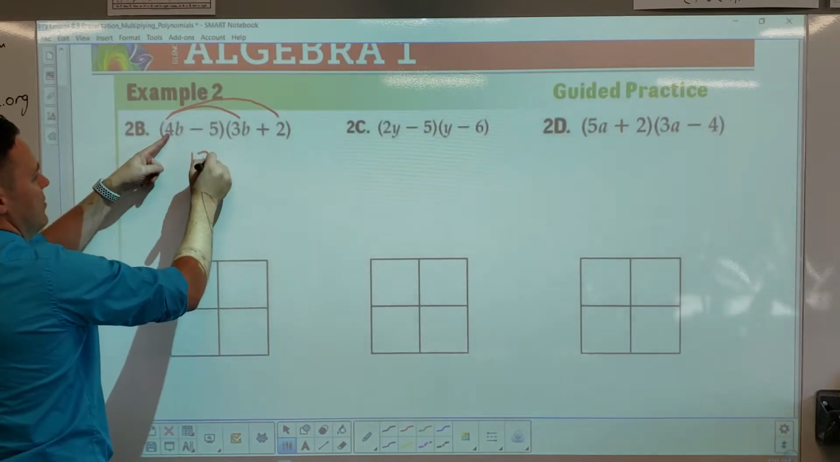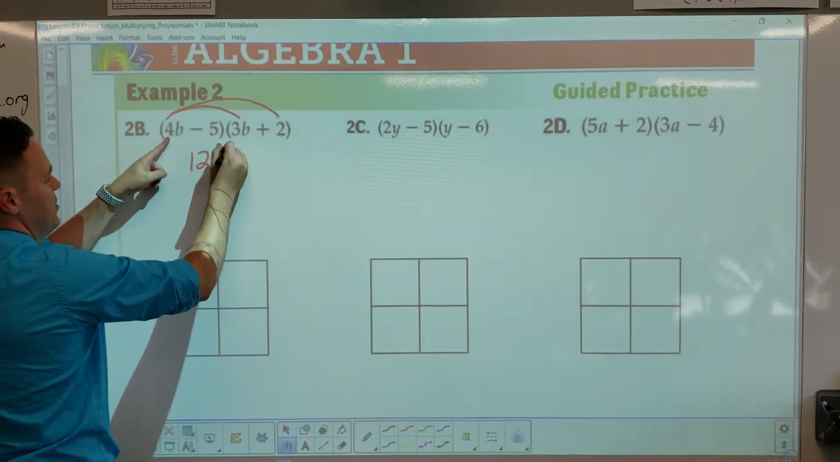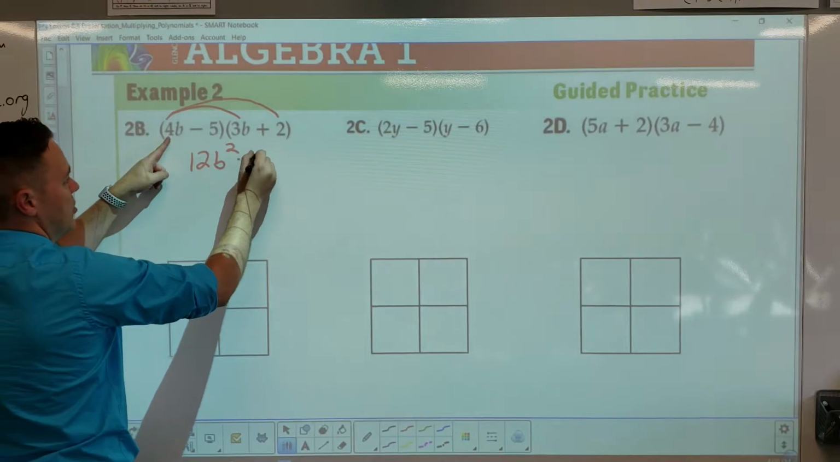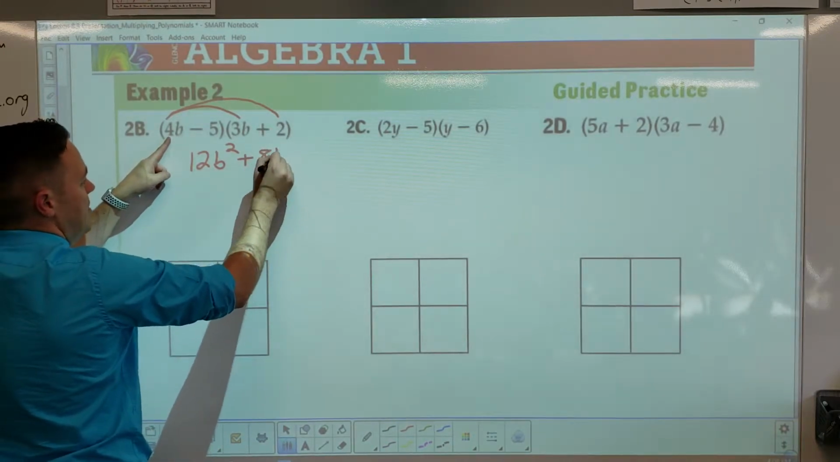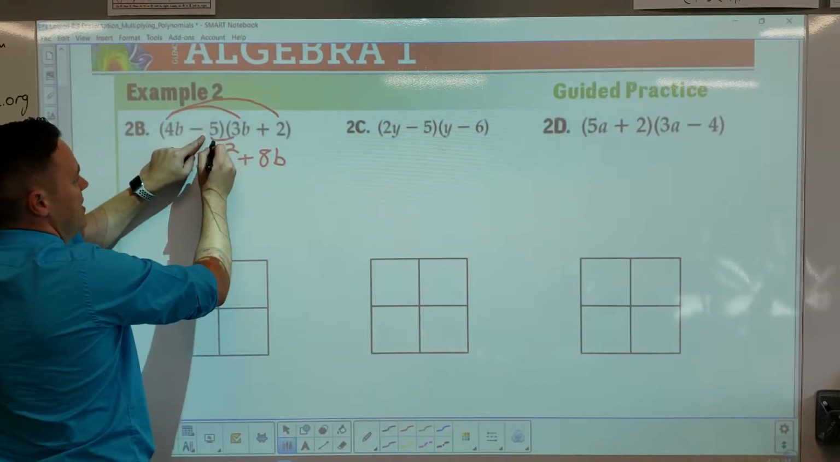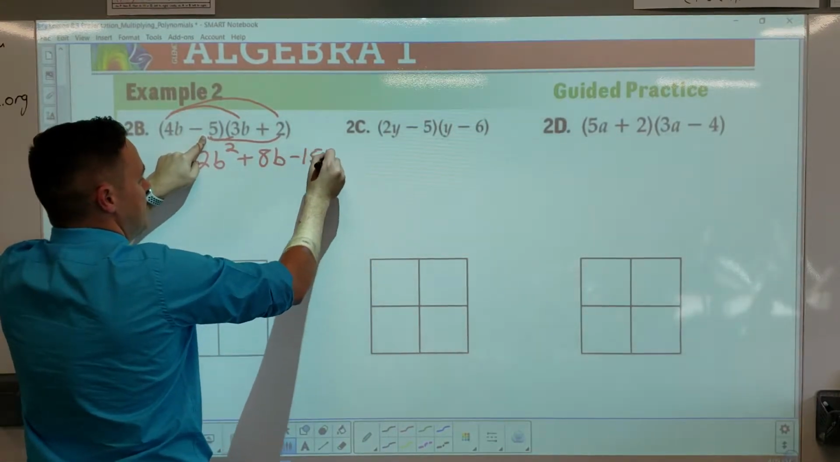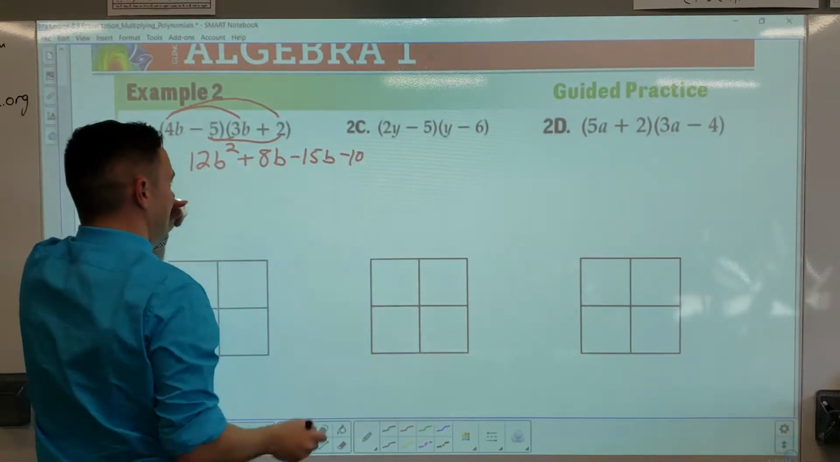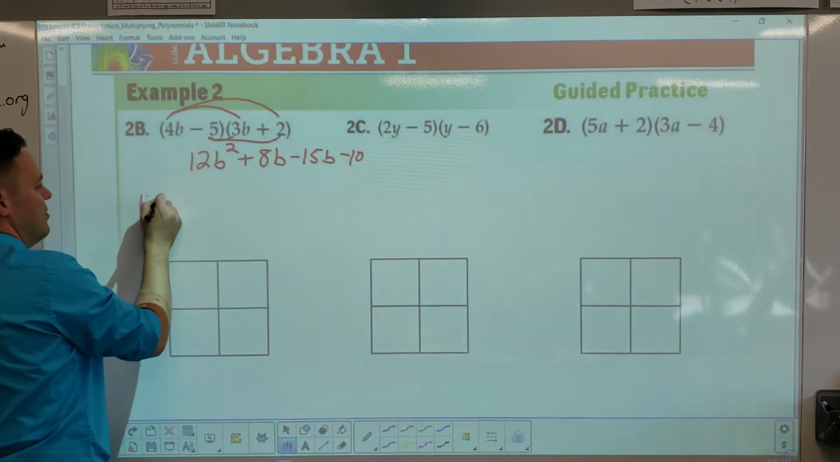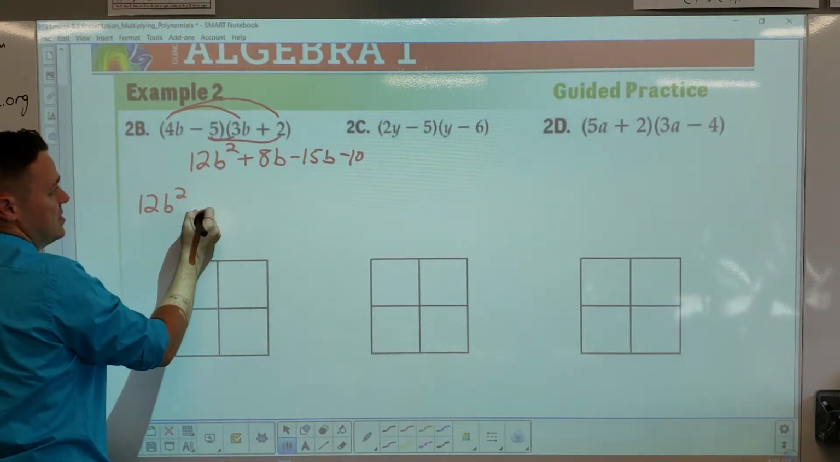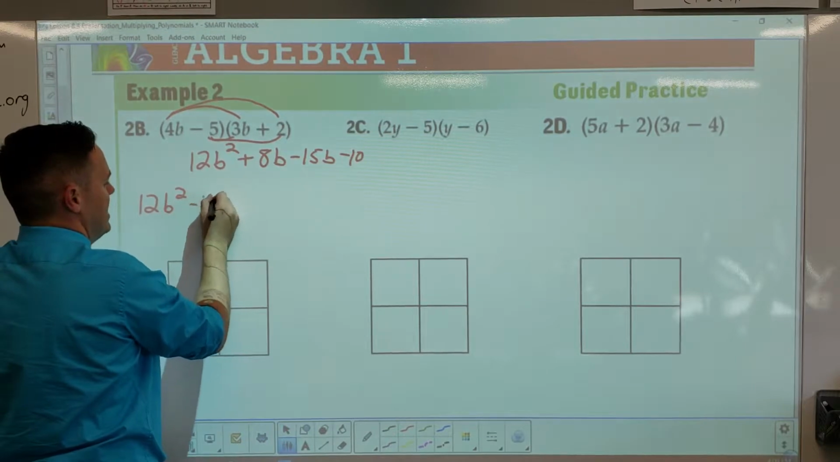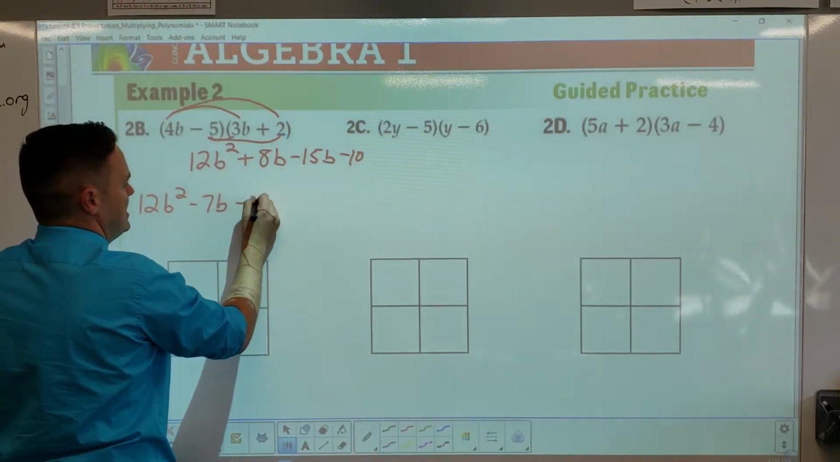4 times 12. 4 times 3 is 12, and it'd be b squared, and then you would multiply that out. 8b, then you multiply the inner term and the last term. So it'd be minus 15b minus 10. Okay, there's your setup. So now you combine the like terms. The outsides are always going to stay the same, and that's going to be minus 7b minus 10.